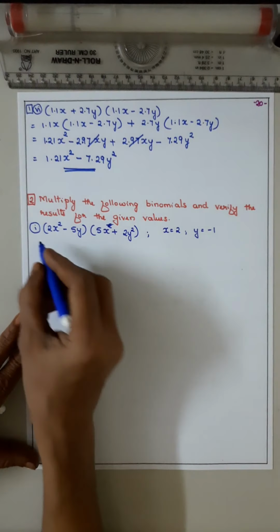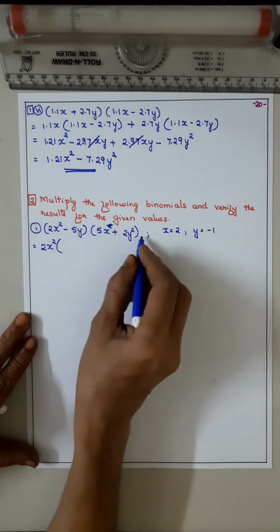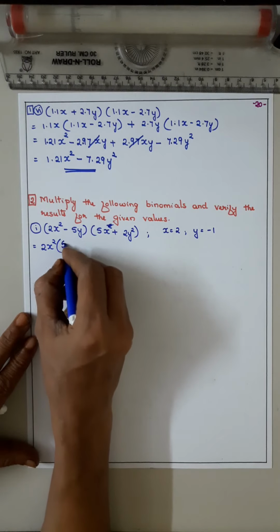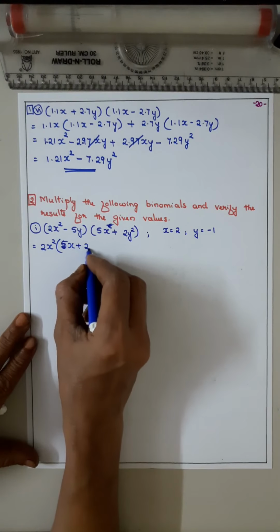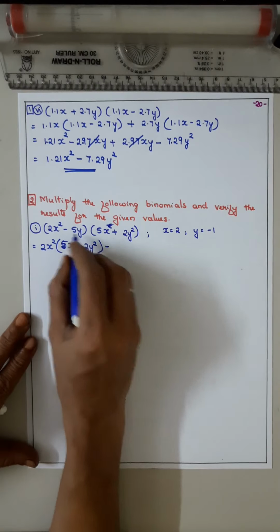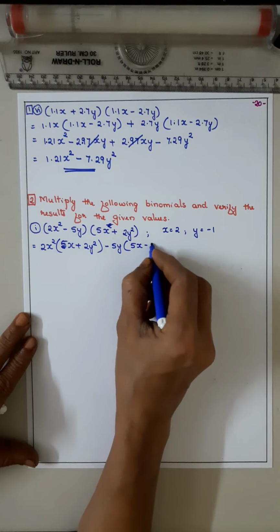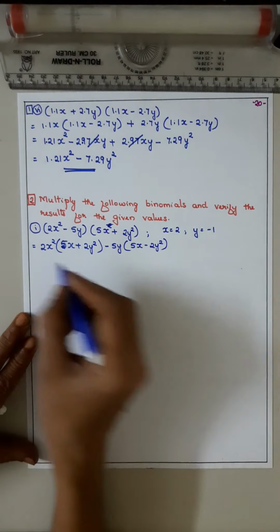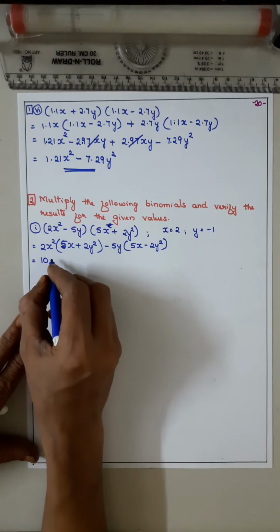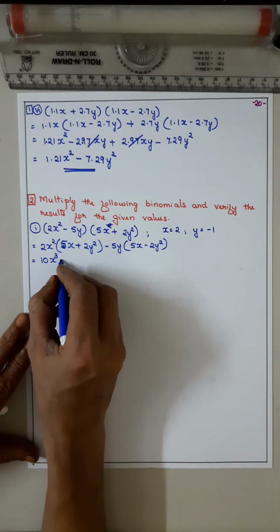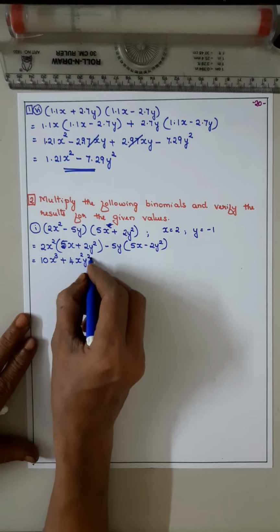Okay, first solve as it is: 2x squared minus 5y, the second binomial is 5x plus 2y squared, multiplied by this full. Okay, now multiply: 2 5s are 10, x squared times x is x cube, plus 2 2s are 4 and it is x squared y squared.